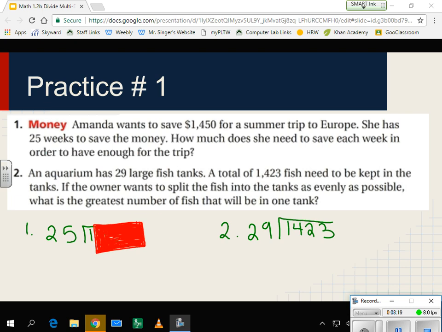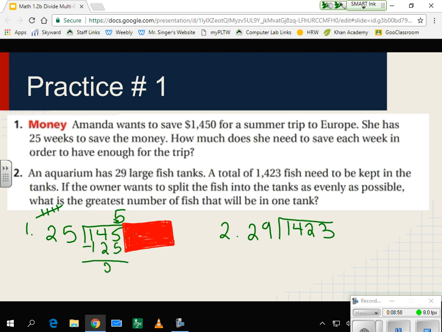You start all the way here, and you say, does 25 go into 1? The answer is no. Does 25 go into 14? Nope. But it will go into 145, so that's where we're going to start. How many times do you have to multiply 25 to get up to 145? 25, 50, 75, 100, 125, and 6 would be 150, that's too much. So 25 times 5 is 125. When we subtract that out, we're left with 20.